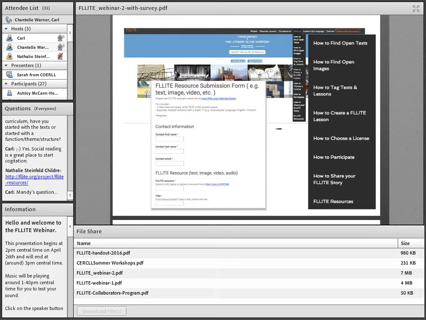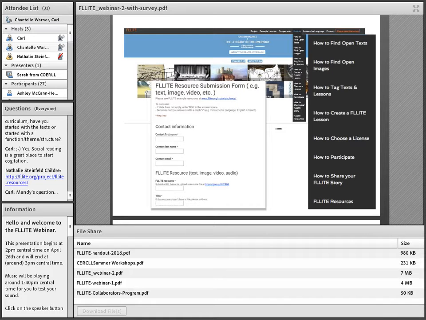Question: as you've thought about and developed curriculum, have you started with the text or started with the function, theme, or structure? That's a really good question. And I think the answer for me has been that it's varied. Quite often, the text becomes a starting point for me because it's something that I've discovered along the way, and I think, oh, I could use this for teaching. And then the question is, well, where can I use it for teaching? And you think your way into that process.